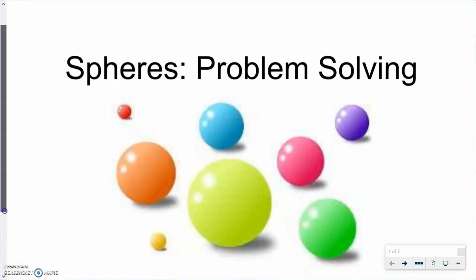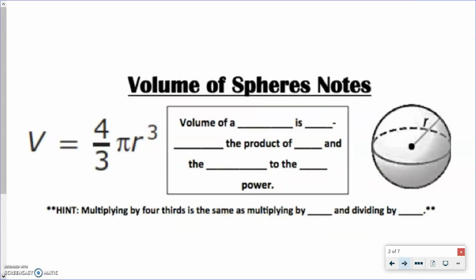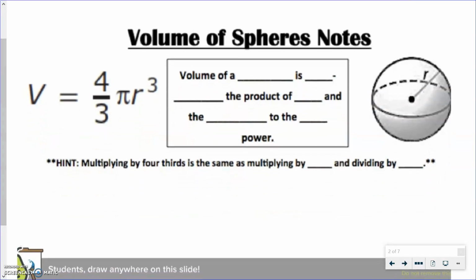All right, so today we are going to be going over volume of spheres. A real life example of a sphere would be a basketball or a volleyball. The earth is also an example of a sphere. So we're going over volume. Here we have the formula for volume of spheres, okay?